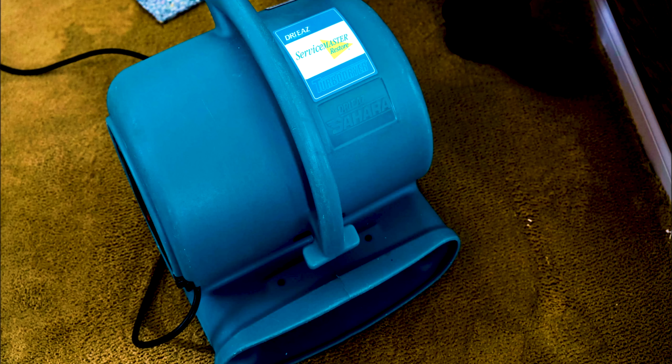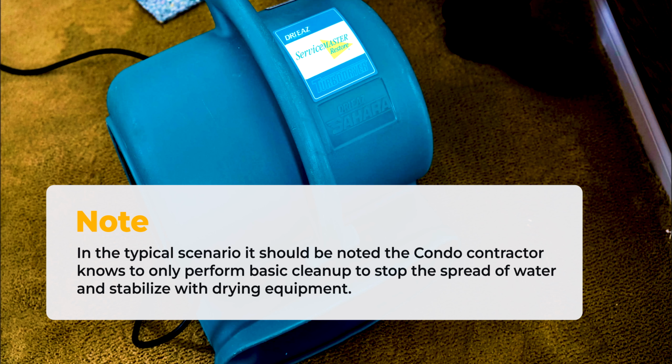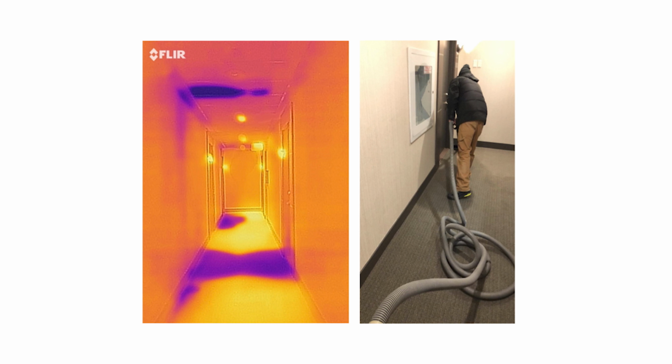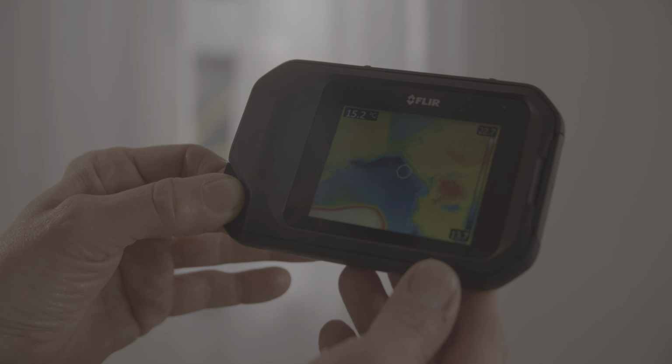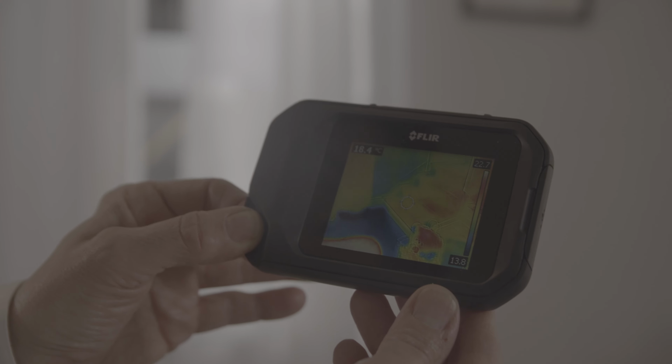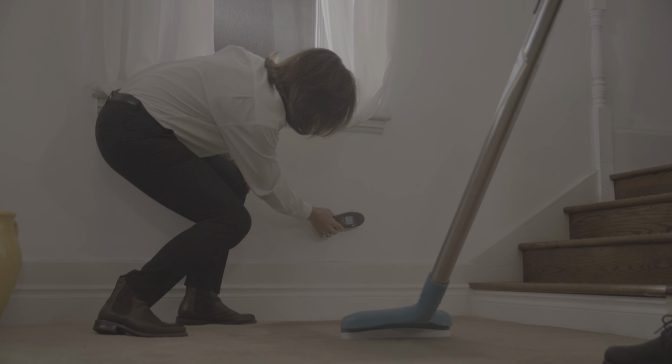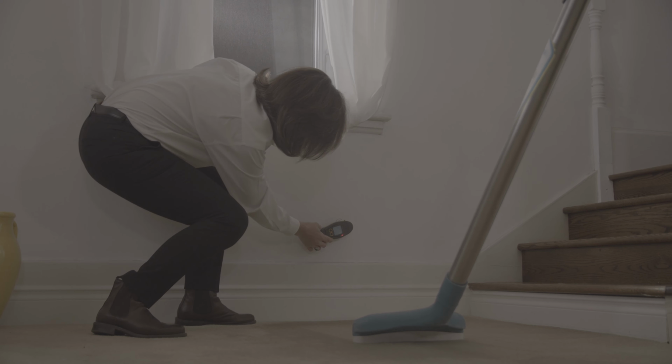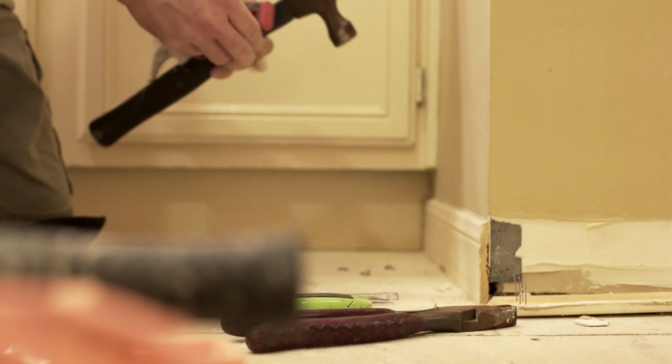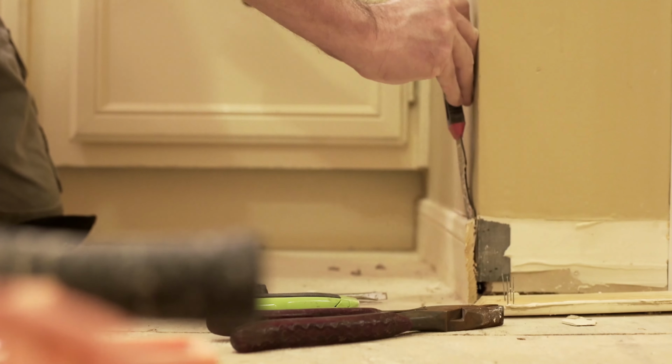In the typical scenario, it should be noted that the condo contractor knows to only perform basic cleanup to stop the spread of water and stabilize with drying equipment. It should be noted on a clean water source like a plumbing line, the goal should be to dry out building materials in place. Infrared is a key tool contractors use for quick water mapping to know and understand the extent of the water path. The contractor will be checking the water path around electrical closets, and once they know the extent of water absorbed into drywall, they will make their recommendations to the manager before removing finishes, if needed.